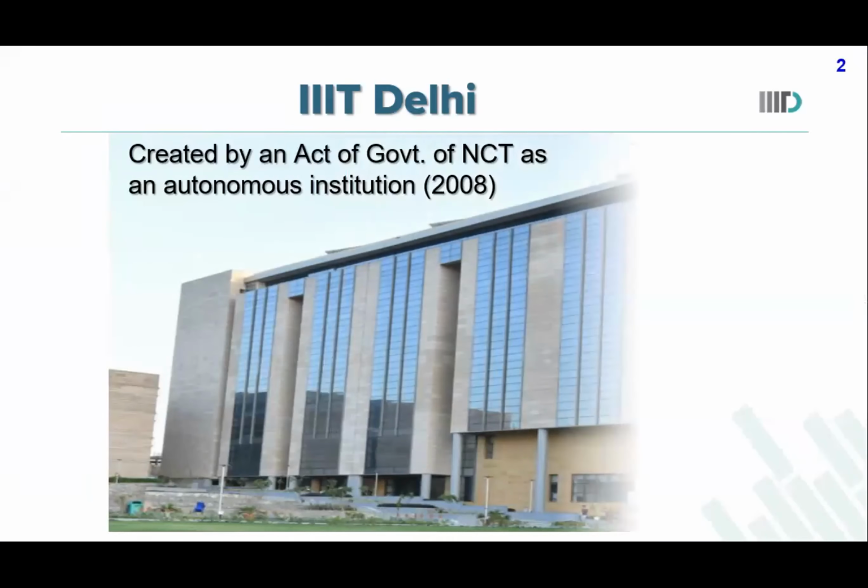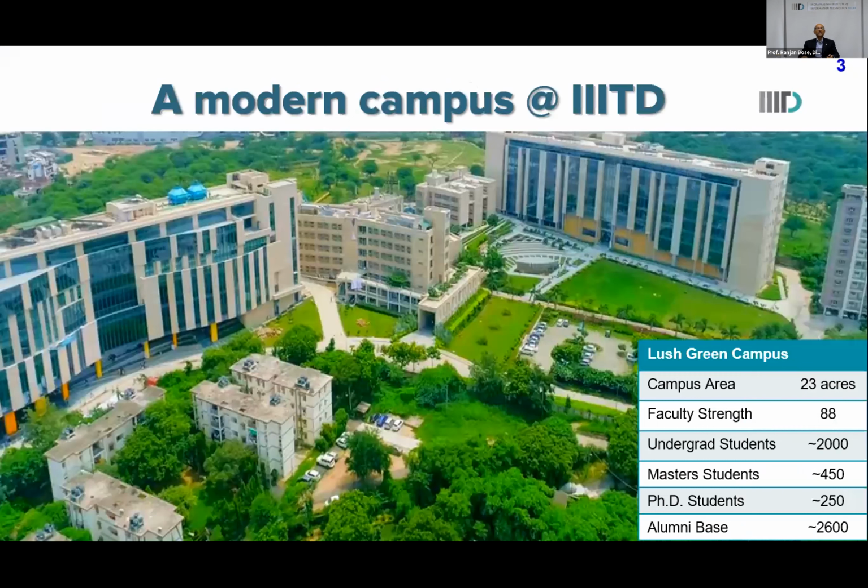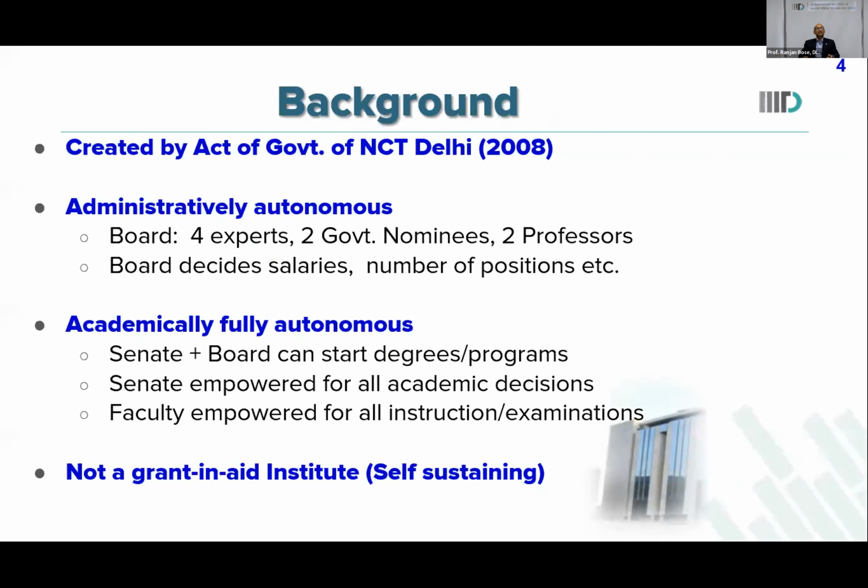Okay. A quick look at IIIT Delhi. We were created by an act of government of NCT in 2008. So we are a teenager. As you can see, it's a beautiful, nice green campus. We're spread over 23 acres, with over 88 faculty members. The total strength of undergraduate, masters, and PhD students is over 2,600.